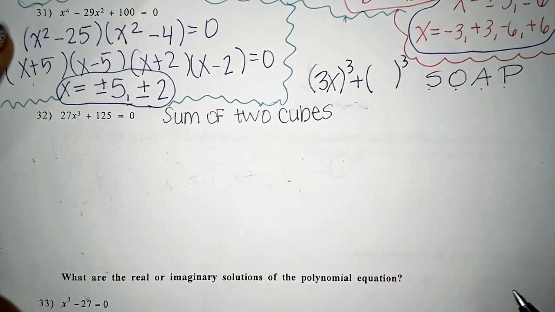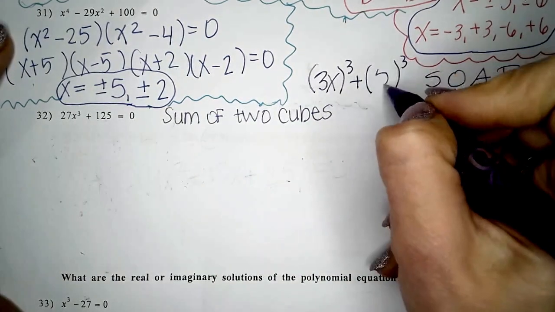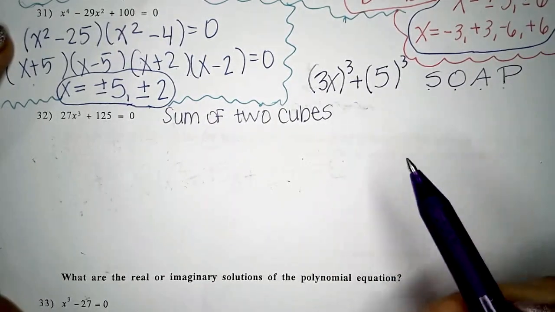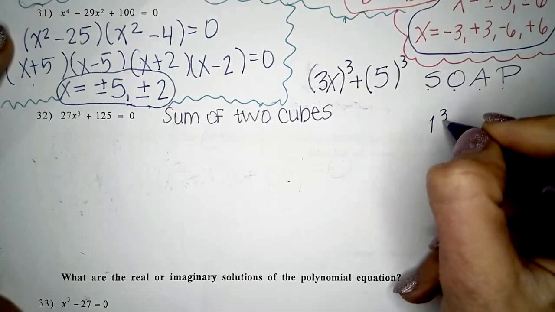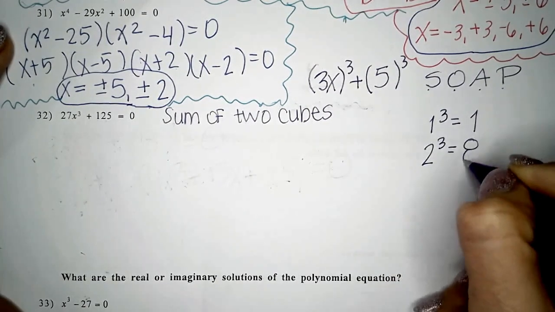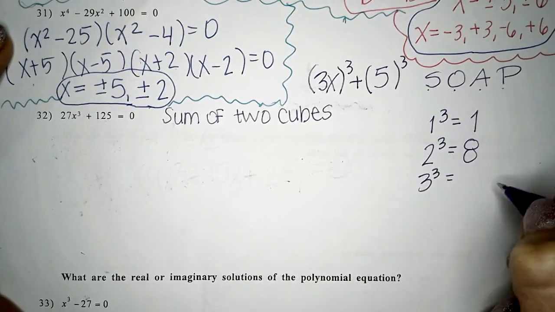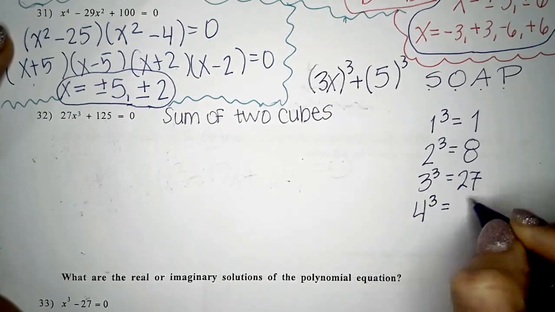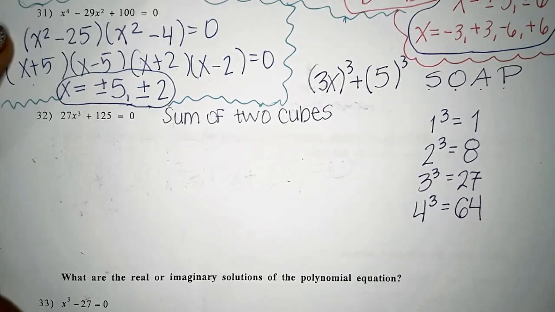5, good. 5 times 5 is 25 times 5 is 125, okay? So there's only so many perfect cubes, so let's do a couple. 1 cubed is 1, 2 cubed is 8, 3 to the third means 3 times 3 times 3, which is 27. 4 to the third is 64, which I feel like confuses people. That one's a sneaky, tricky one.